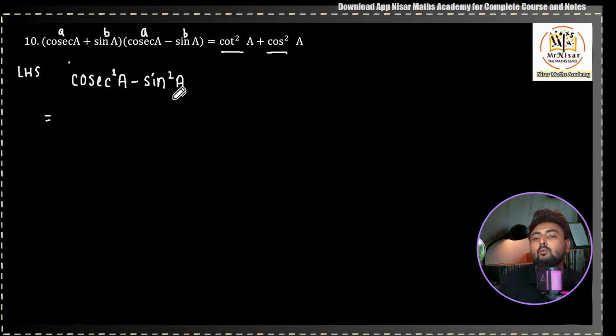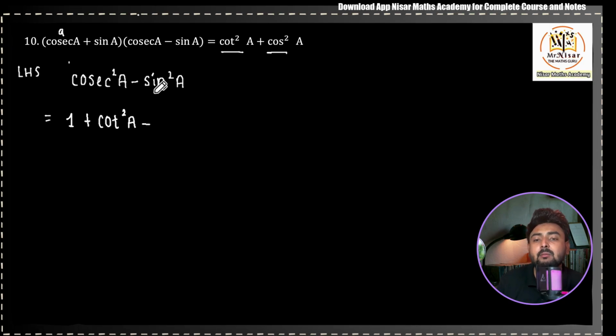Now let's see what we need to prove here. We need to prove that whatever result we got is equal to cot and cos. Okay. Now can I convert cosec to cot? Is there any relation between cosec and cot? Yes, that is trigonometric identity number 3: cosec square a means 1 plus cot square a.